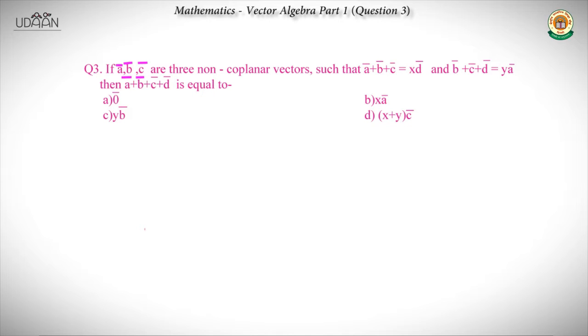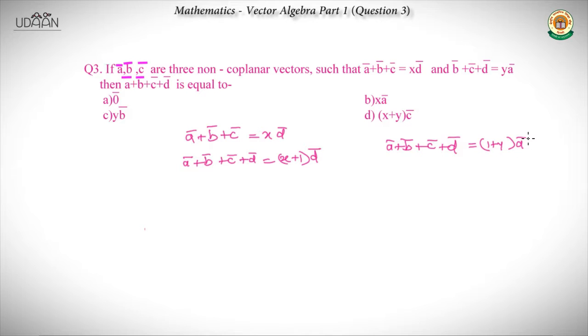Here it is given that A vector plus B vector plus C vector is equal to X times D vector. So adding D vector on both sides we get A vector plus B vector plus C vector plus D vector, because that's the form we need to find the value of, equal to (X plus 1) times D vector. Similarly we get A vector plus B vector plus C vector plus D vector is equal to (1 plus Y) times A vector.